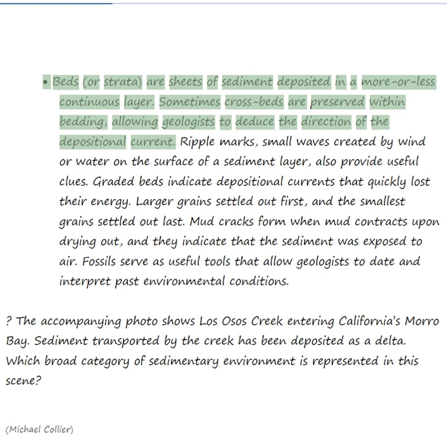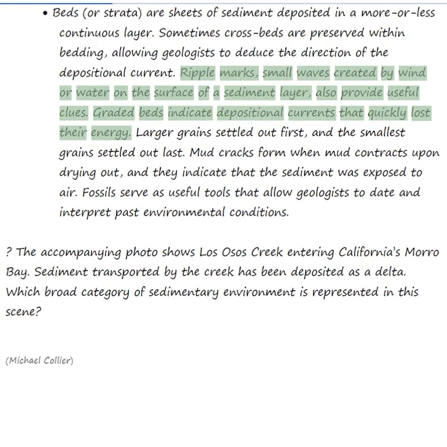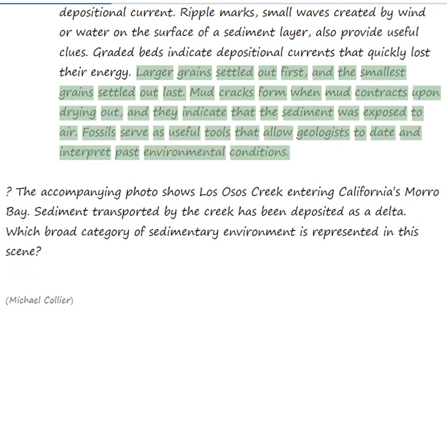Sometimes crossbeds are preserved within bedding, allowing geologists to deduce the direction of the depositional current. Ripple marks, small waves created by wind or water on the surface of a sediment layer, also provide useful clues. Graded beds indicate depositional currents that quickly lost their energy. Larger grains settled out first, and the smallest grains settled out last.